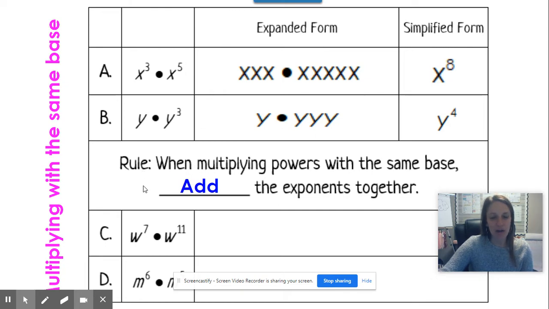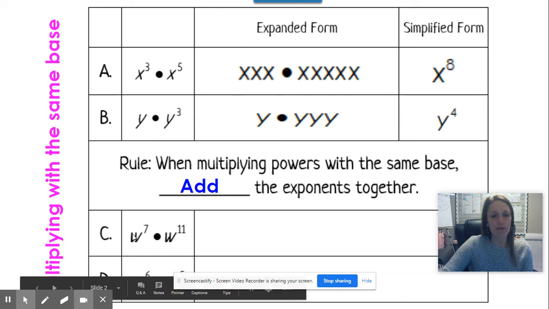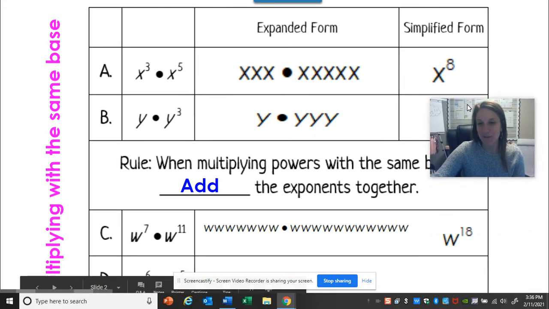That saves us a shortcut when we have long problems such as w to the 7th times w to the 11th. I can write them all out. It gets a little long, so I can also add them together to get w to the 18th. W to the 18th is the total if you add those two together.